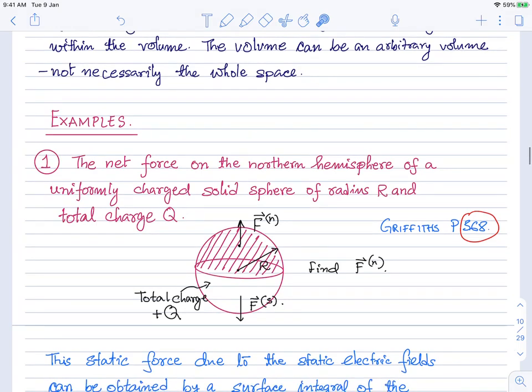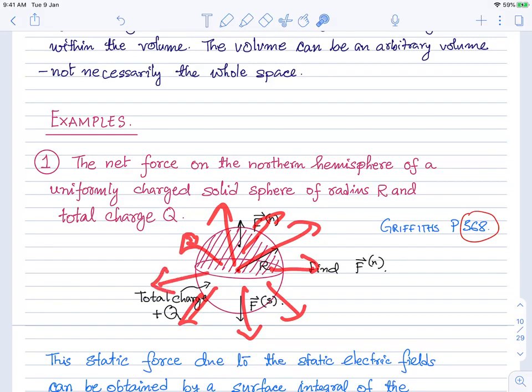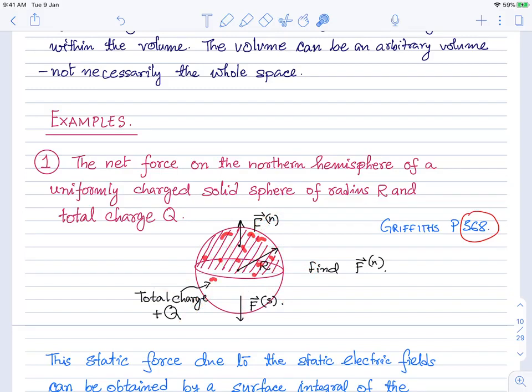And we have to find the force. So basically there are electric fields everywhere. There are electric fields even inside, even at points inside, and these electric fields create forces. There are charged particles here and there is an electric field here that will create a force on these charged particles. And if you vectorially sum all these forces, that will give you the total force on the charged particles.